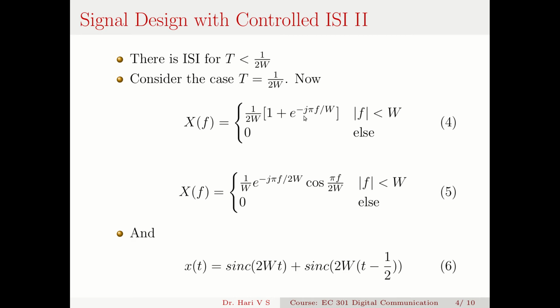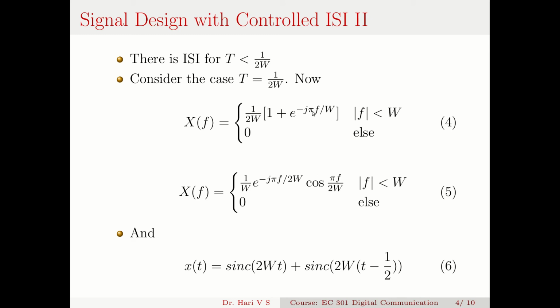Now if I take out e raised to minus j pi f by 2W from this, it will become 1 by 2W e raised to minus j pi f by 2W into e raised to j pi f by 2W plus e raised to minus j pi f by 2W. It becomes 2 cos pi f by 2W. The 2 is cancelled with this 2, so it becomes 1 by W e raised to minus j pi f by 2W into cos pi f by 2W for mod f less than W. Otherwise it is 0; outside, for mod f greater than W, it is 0.